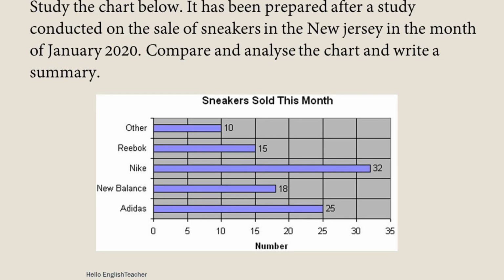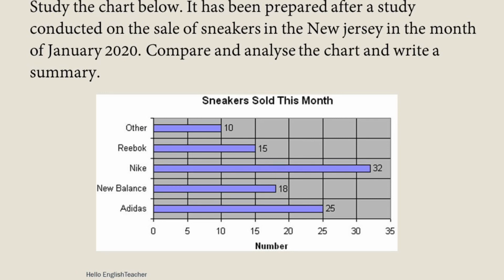You can see the chart has an x-axis, y-axis and the bar graphs are there. So in the x-axis you can see the numbers and in the y-axis you can see the name of the brands. So these are all the sneakers. What are sneakers? They are all shoes worn for sports or even casual wear. Okay. So it is the number of shoes that have been sold in a particular month.